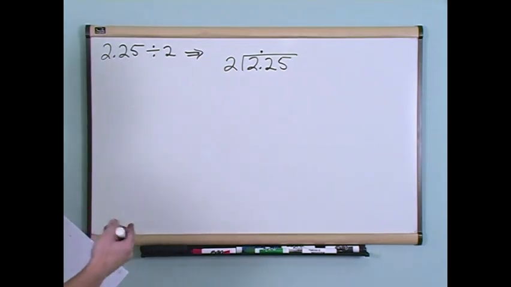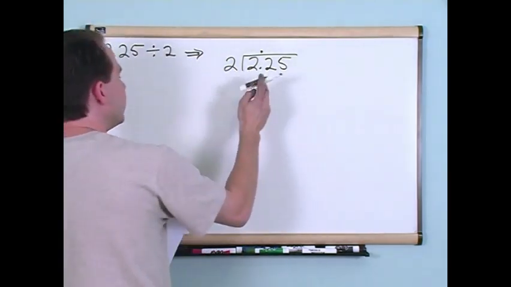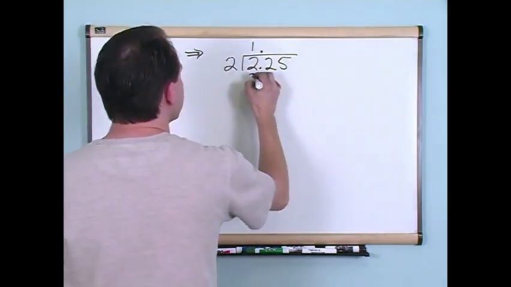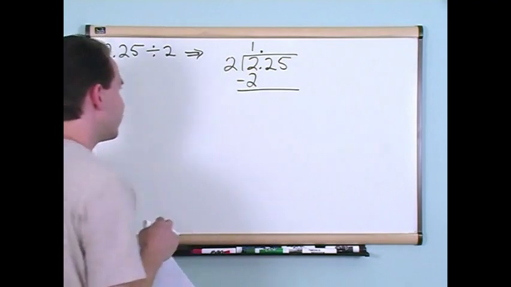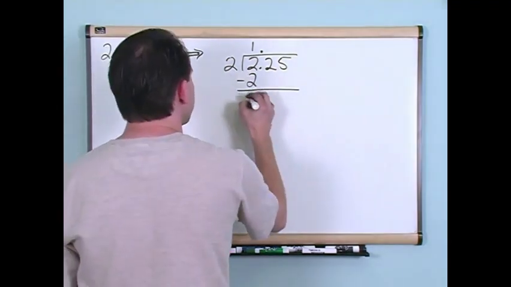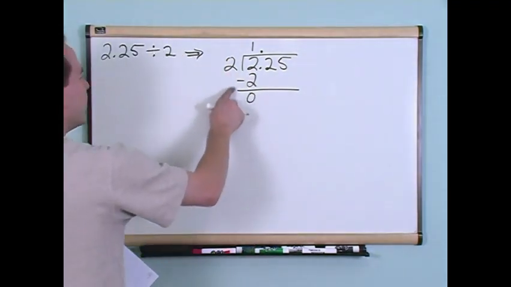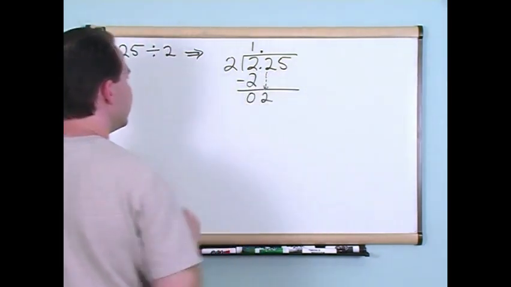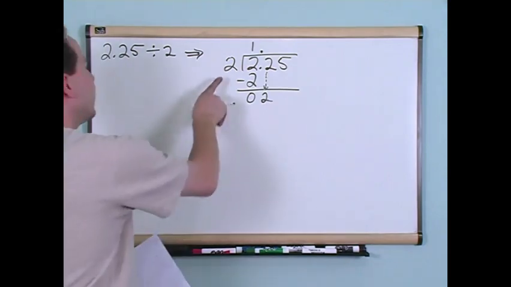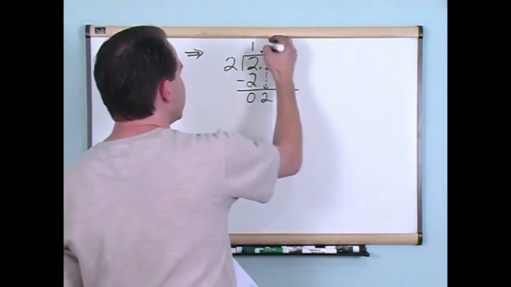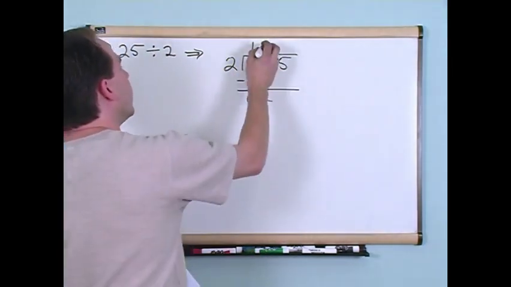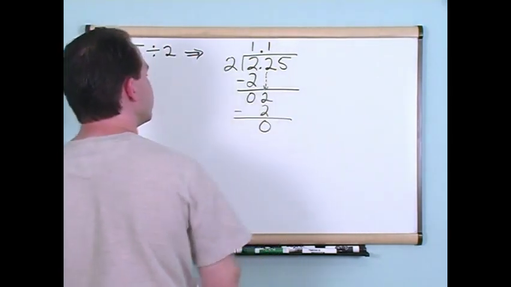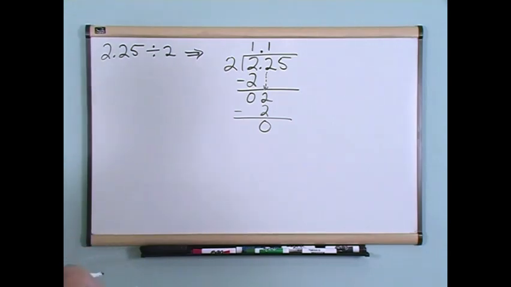Now you just tackle it like any other division problem. 2 goes into 2 one time. 1 times 2 gives you 2, and then you just do your subtraction. 2 minus 2 gives you 0. Can 2 go into 0? Well, no it can't, but I have another digit I can drag down, and that's going to be a 2. How many times can 2 go into 2? Again, it can only go one time. 1 times 2 gives you 2. 2 minus 2 gives you 0. So you multiply and then you subtract.